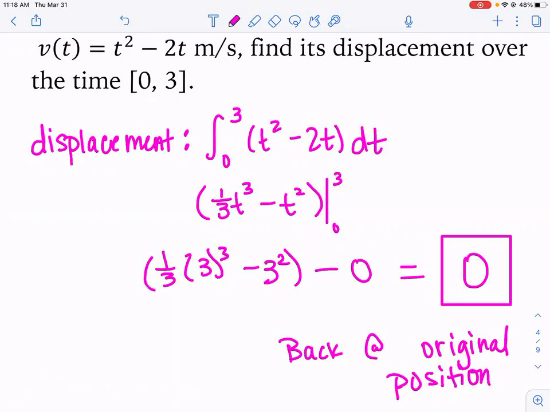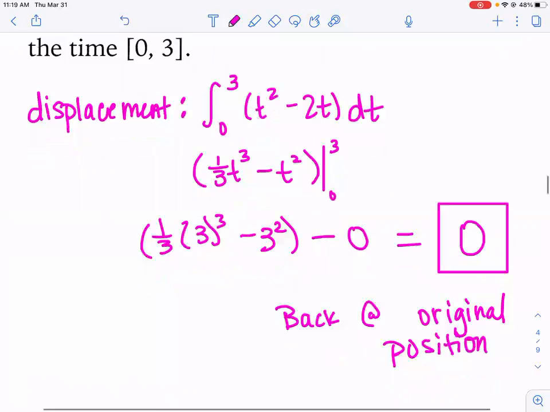Did the particle not move at all? No, it moved back and forth, which means we could calculate its distance traveled. And the distance traveled would actually be a number that's not 0, right? Okay, so how do we figure out distance traveled?